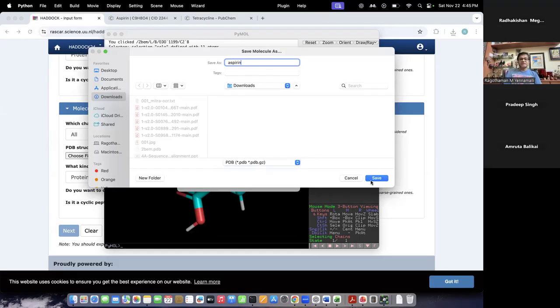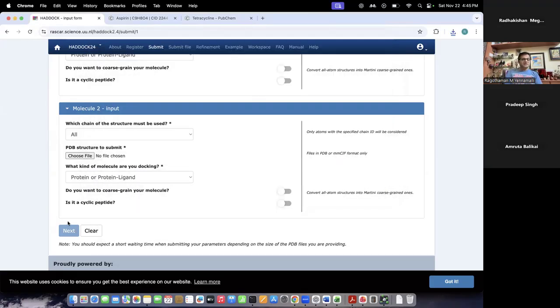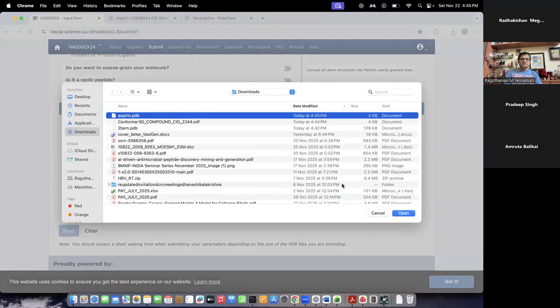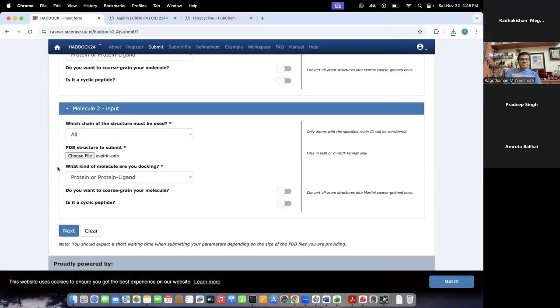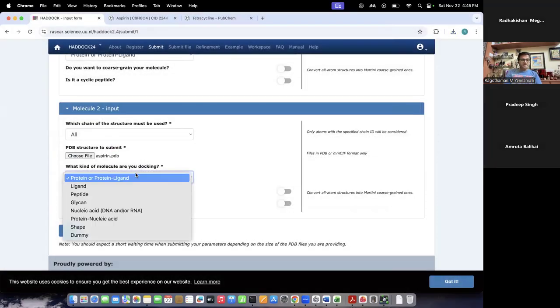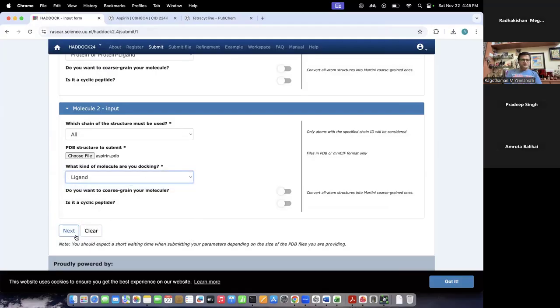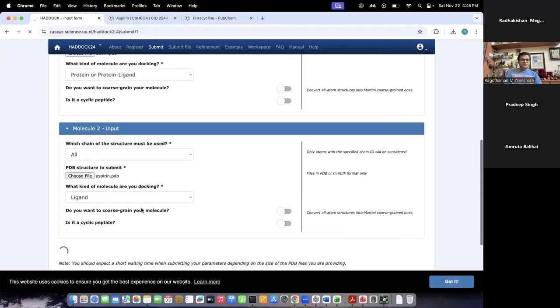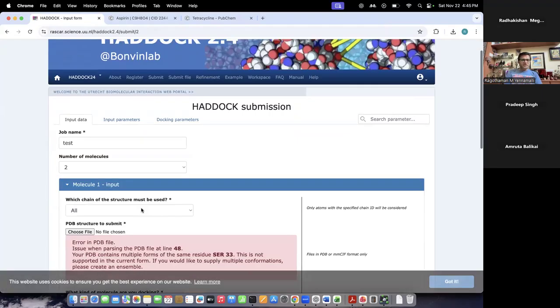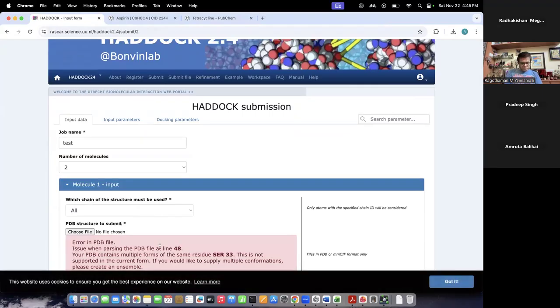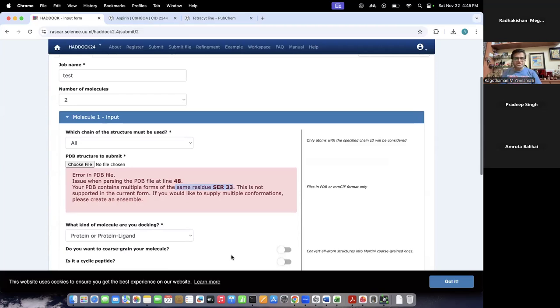So I give it as a PDB file, and I converted the SDF to PDB. Then there's a ligand, and next, it will upload it. Multiple forms of the same residue. So this is a known issue. Now this is where you have to look at the occupancy. The serine 33.